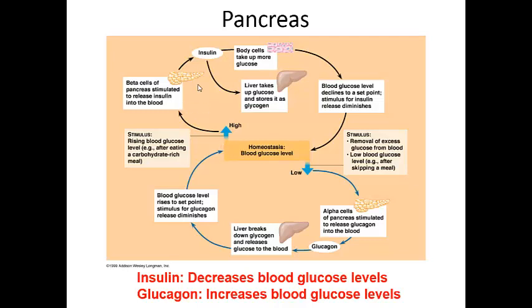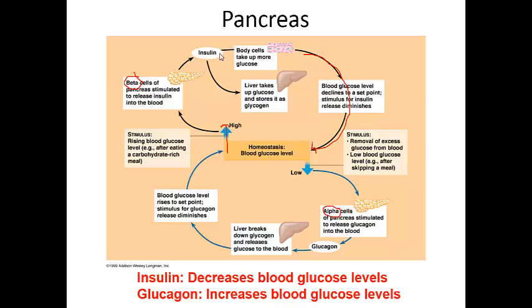Insulin and glucagon are both released by the pancreas. Insulin is released by beta cells in the pancreas, and glucagon is released by alpha cells in the pancreas. If your blood glucose levels go up, you eat something really sugary like a candy bar, the beta cells in your pancreas will release insulin. The major job of insulin is to take sugar, take glucose out of your blood, lowering blood glucose levels.